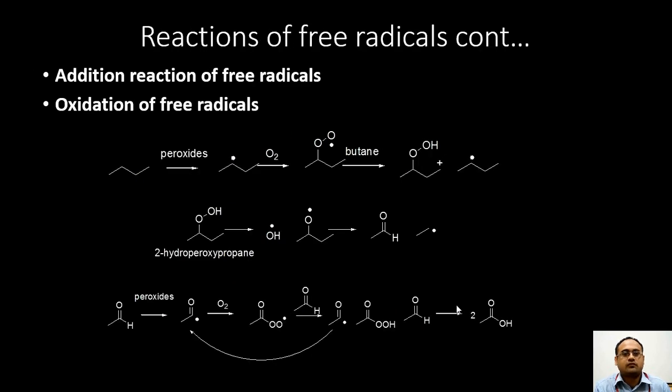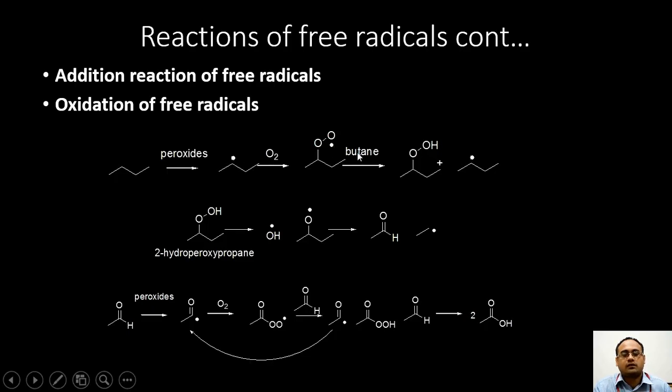The next set of free radical reactions that we want to understand is the addition reaction of free radicals. This we have studied in the last lecture, and anti-Markovnikov addition is an example of that. Another reaction is the oxidation of free radicals, in which alkanes, when they are treated with peroxides, form a radical initially. But if this radical comes in close contact with an oxygen molecule, it will add, because we know oxygen is a diradical. So one unpaired electron will pair with this electron and the other will remain unpaired.